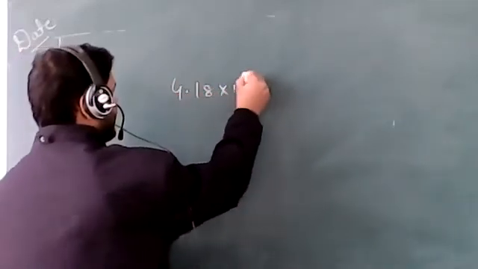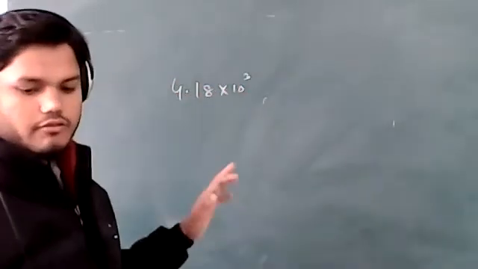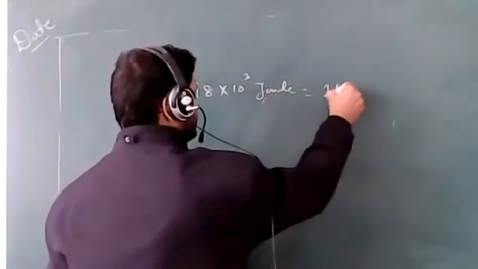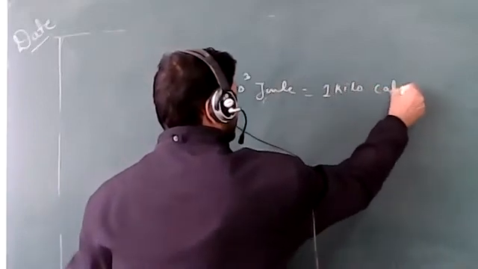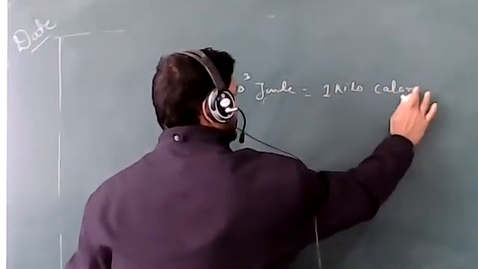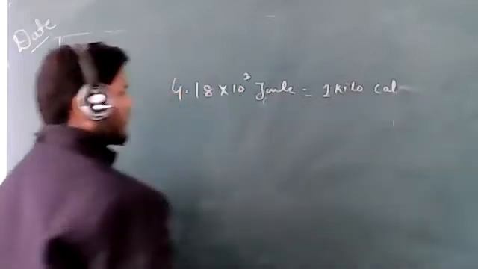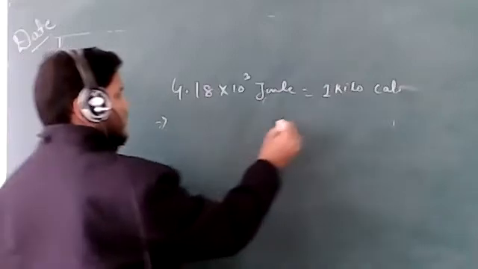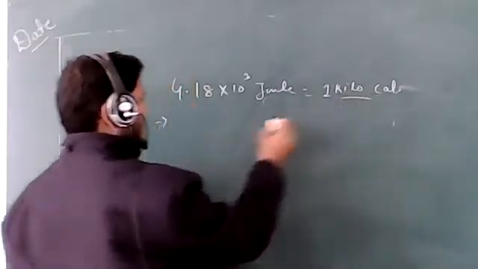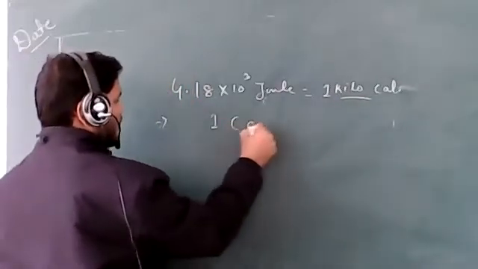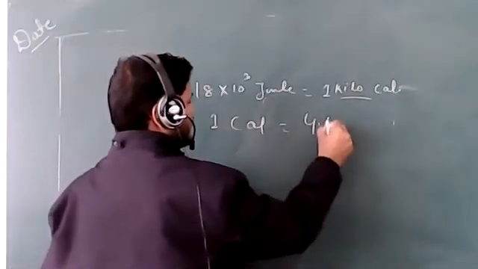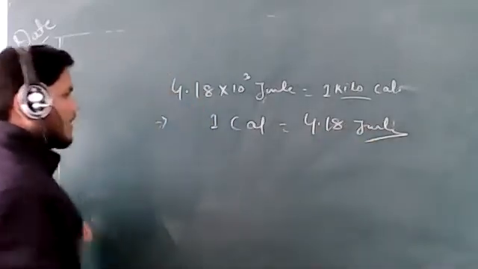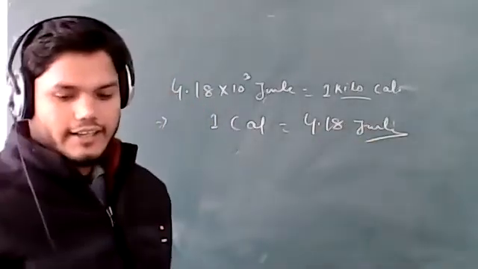4.18 into 10 to the power 3 joule is equal to 1 kilocalorie. 1 kilocalorie means 10 to the power 3 calorie is also there. So you can write 1 calorie equal to 4.18 joule.